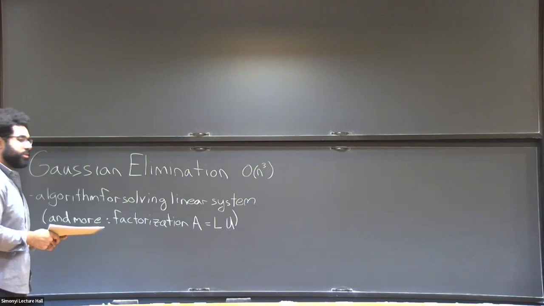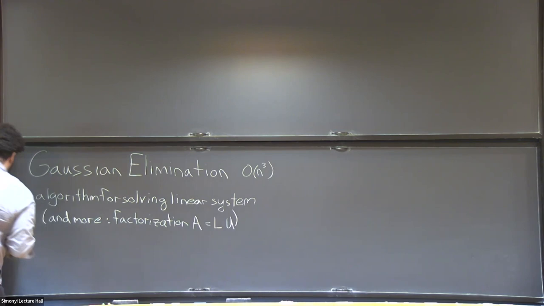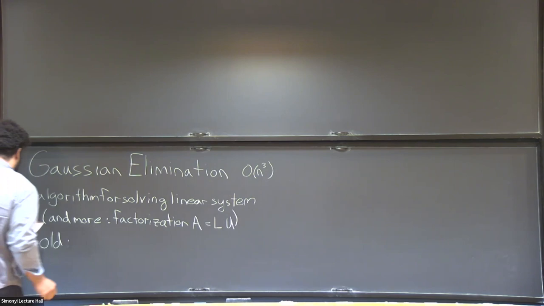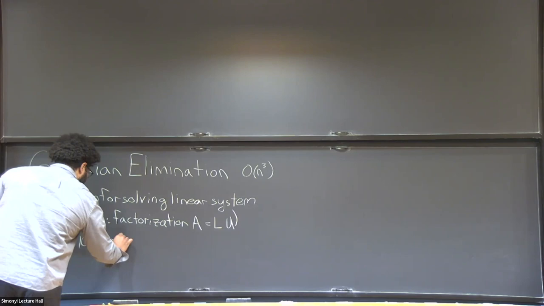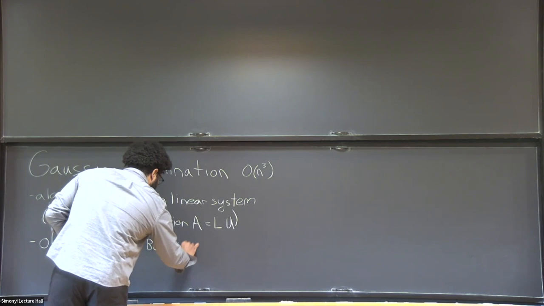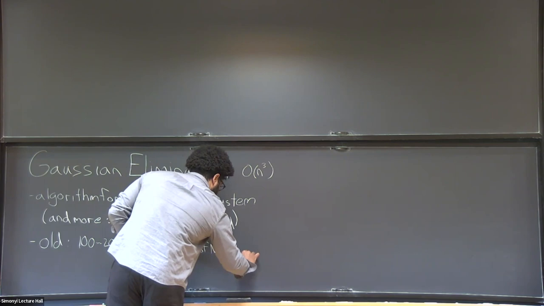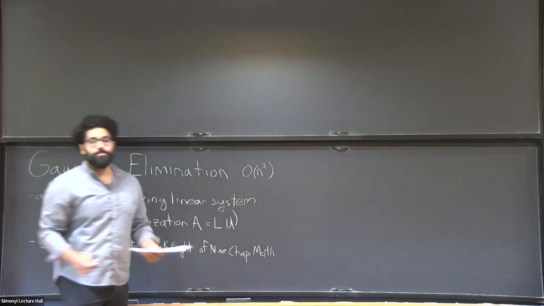When did Gaussian elimination first get discovered or first get used? It turns out this is actually quite an old algorithm, even pre-Gauss. It dates back to about 100 to 200 CE, and it first appeared in book 8 of the Nine Chapters on the Mathematical Art. They were not matrices. They were a system of linear equations solved using this method, but not represented as matrices.